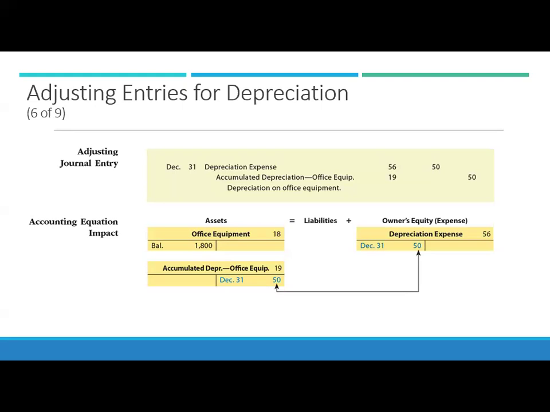And so we keep track of the original historical cost of the office equipment, and then we have the accumulated depreciation of the office equipment. That's shown on the balance sheet right underneath it as a contra account. Then we take office equipment, subtract the accumulated depreciation, and we get what's called the net book value of the asset.